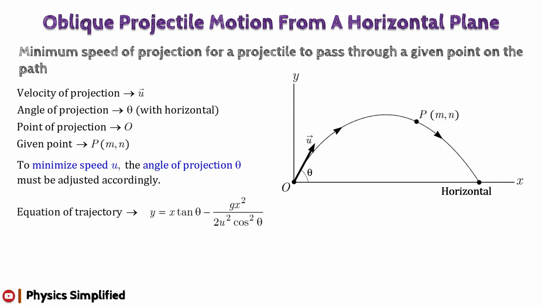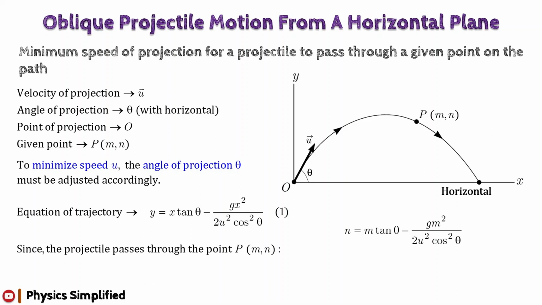It is given by y is equal to x tan theta minus gx squared divided by 2u squared cos squared theta. We mark this equation as number 1. Since the projectile passes through the given point P, hence, substituting the coordinates of P in equation 1, we get n is equal to m tan theta minus gm squared divided by 2u squared cos squared theta.